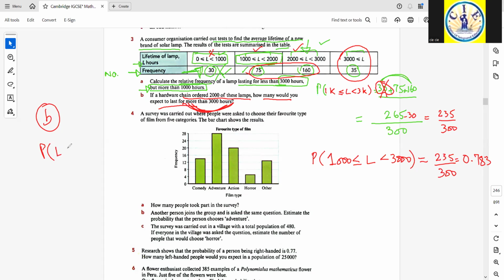Probability of the lamps having lifespan more than 3000 hours. Obviously, we have got 35 of them out of total 300. And since a sample of 2000 lamps was taken, that would give us 233 lamps, or the probability is going to be like this: 233 out of 2000 lamps.